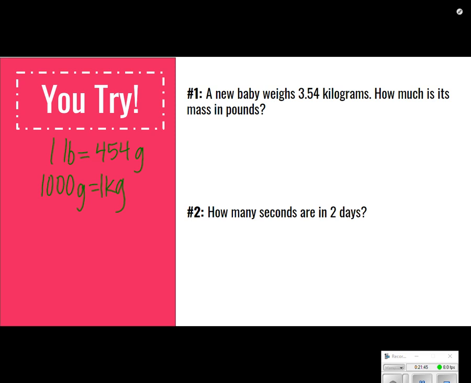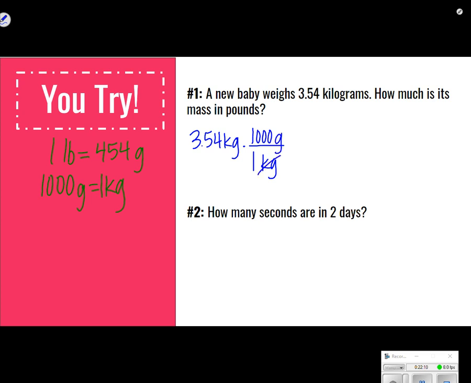Alright, you should be back. You should have paused the video, and now we're going to do 3.54 kilograms, and we're going to convert that into pounds. So I know 1 kilogram is 1,000 grams. I need to get rid of kilograms and pick up grams. Then I can go from grams to pounds. So 1 kilogram is going to go on the bottom. 1,000 grams is going to go on top.